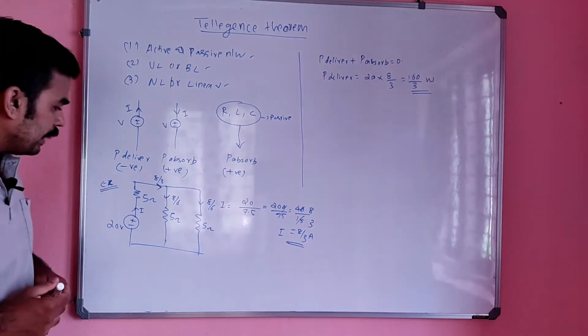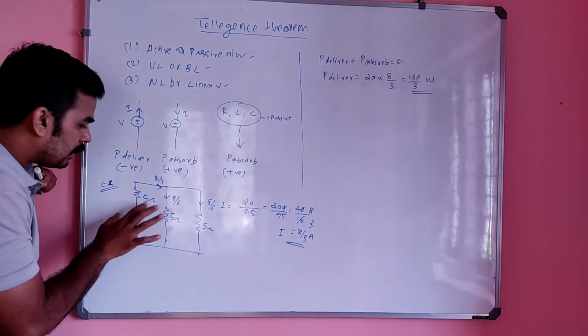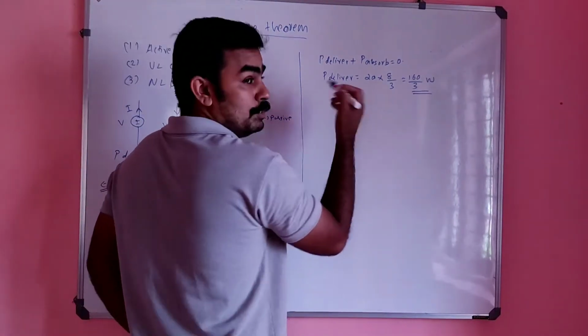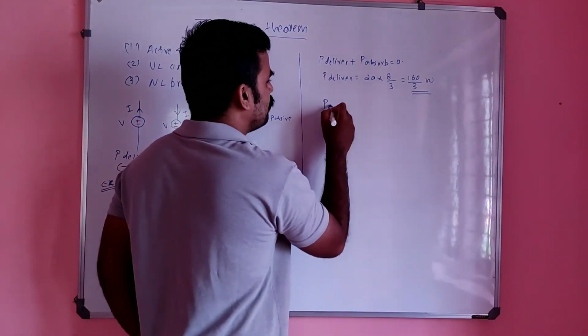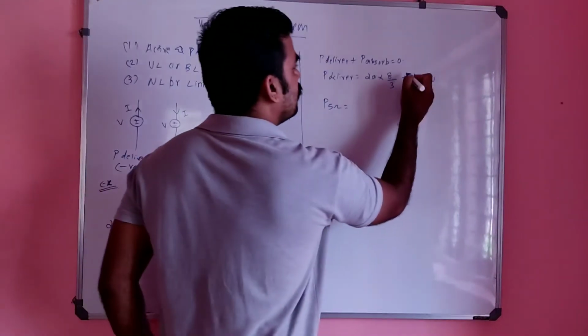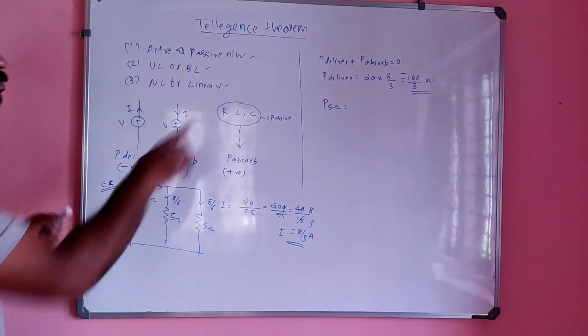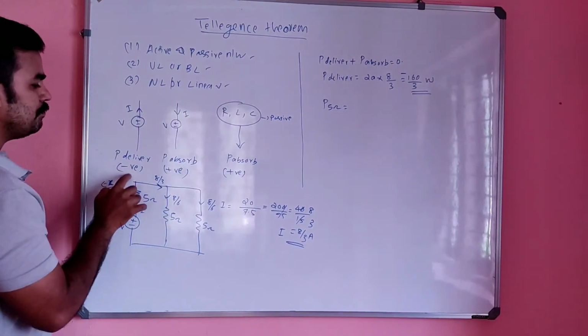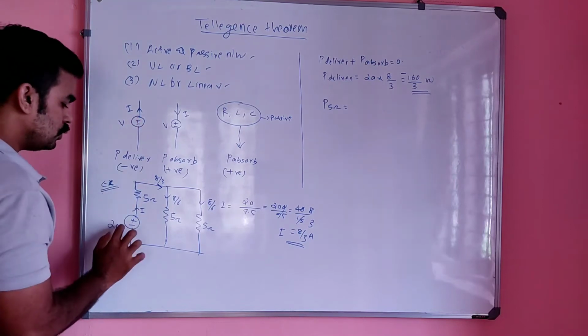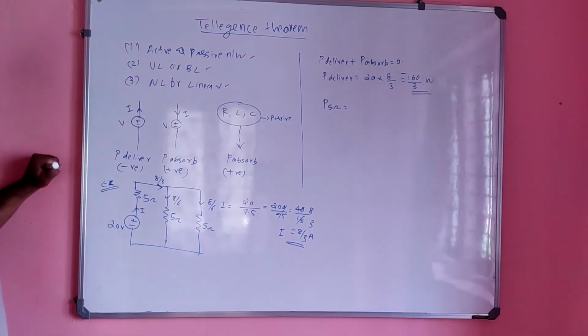Is it correct? Okay. And what is the power absorbed in the 5 ohm, or simply P 5 ohm? This is positive in nature, while P deliver will be negative in nature. So 20 into 8 by 3 is negative in nature.